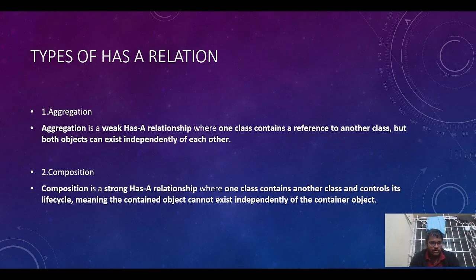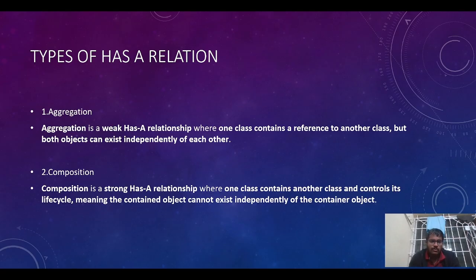So next one is composition. Composition is a strong has-a relationship where one class contains another class and controls its life cycle. So here also one class will contain another class's reference variable, but it controls the life cycle. So in that class only, the object will be created for the other class.